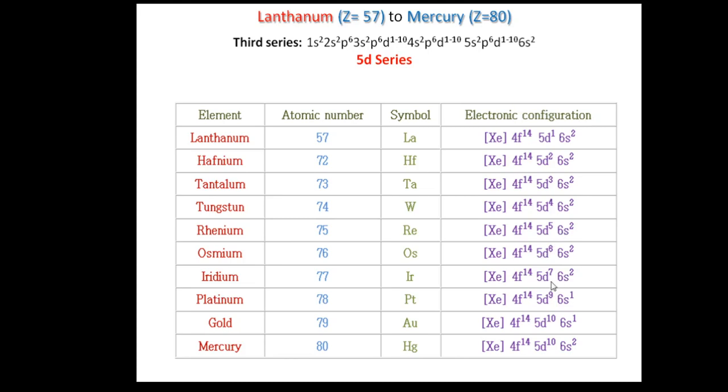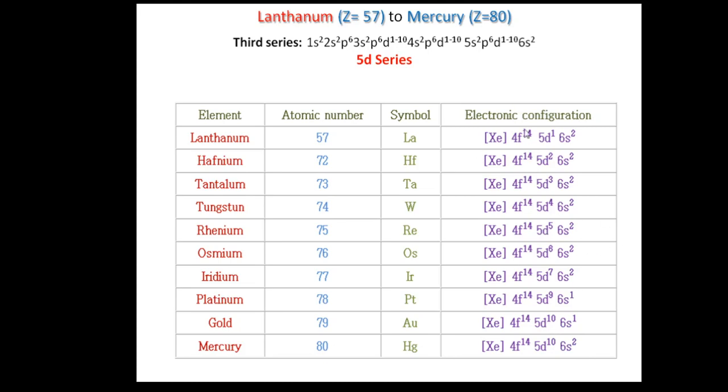And after this, in platinum, we can see that when the 5d7 is increased by a single electron unit, it becomes 5d8, and after 5d8 one of the electrons is shared by the 6s orbital, and this 5d8 becomes 5d9 6s1. So the electron configuration of platinum is 5d9 6s1, and after that gold and mercury achieve the fulfilled electronic configuration, that is 5d10 6s1 and 5d10 6s2.